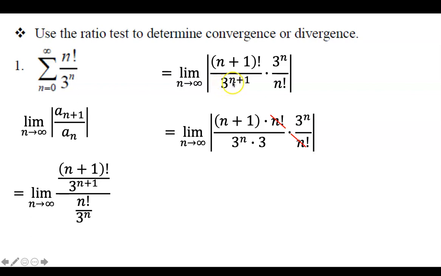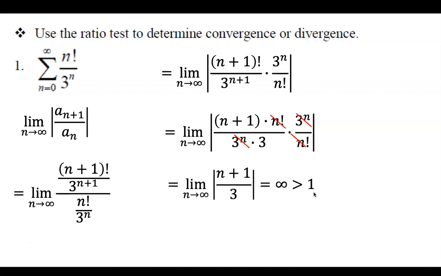Notice here, 3 to the n plus 1. Remember when you add powers, that's because you multiplied. So 3 to the power n plus 1 is really 3 to the n times 3. What's good about that notation? Not only were we able to cancel the n factorials, we can also cancel 3 to the power n's. That leaves us with the limit at infinity, n plus 1 over 3.